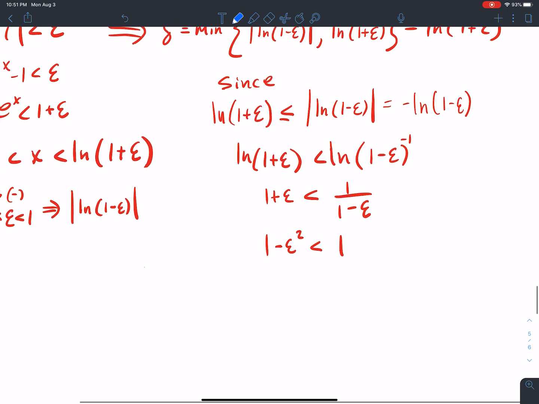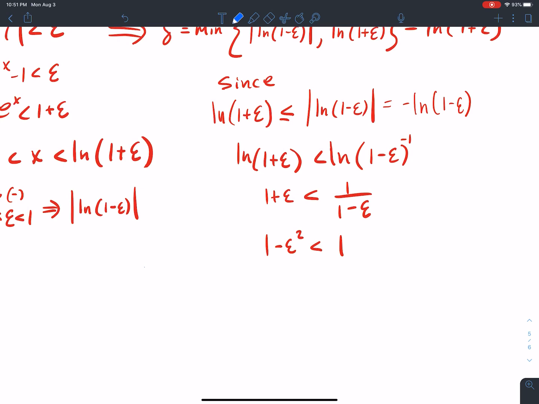And if I multiply both sides by 1 minus epsilon, which is fine to do, we know what about epsilon? We know it's between 0 and 1, so this is a positive number, so our inequality doesn't swap around.